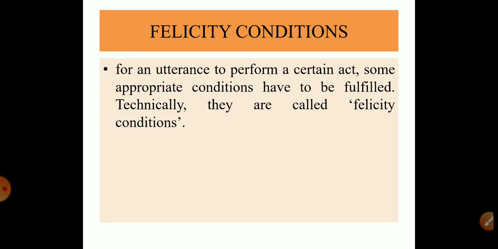Now the next subtopic in the first unit of unit number 4 is felicity conditions. Now what is a felicity condition? For an utterance to perform a certain act, some appropriate conditions have to be fulfilled. Technically, they are called felicity conditions. So, in order to complete certain actions, you have to have certain conditions. Without those conditions, you cannot perform those actions. Those conditions are called felicity conditions.